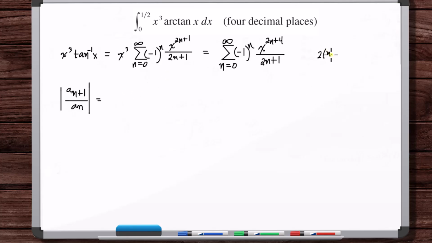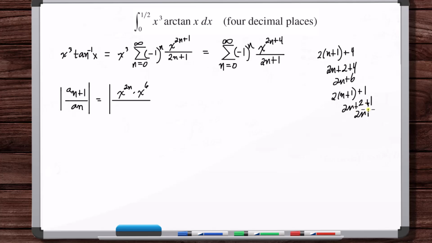So, okay, 2 times n plus 1 plus 4. That's 2n plus 2 plus 4, that's 2n plus 6. So x to the 2n times x to the 6th. All right, now 2 times n plus 1 plus 1, 2n plus 2 plus 1, 2n plus 3. Okay, now we've got 2n plus 1, and then x to the 2n times x to the 4th. Okay, x to the 2n.